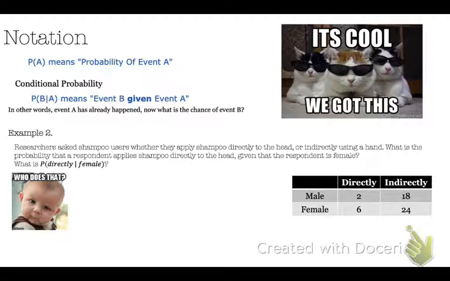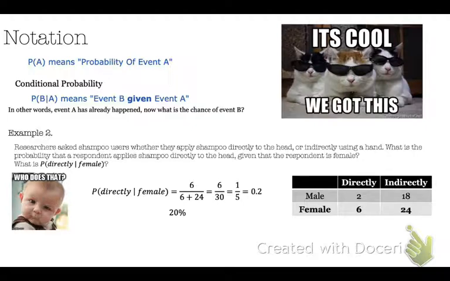Anyways, what is the probability that a respondent applies shampoo directly to their head given that the respondent is female? So given that they're female, what's the probability that they just squirt shampoo right on their head? Well, there's 6 out of the 30 that squirt shampoo right on their head. So that's going to be 6 out of 30, which is 1/5, which is 0.2. So 20%. There's a 20% chance that I pick a random female and that female squirts shampoo on their head. That's weird to me, but whatever.